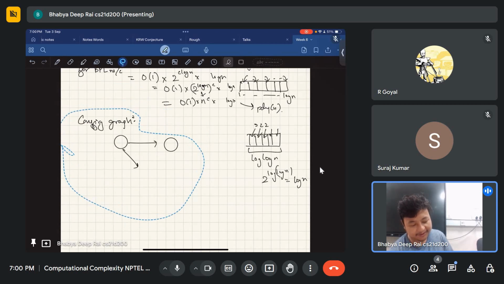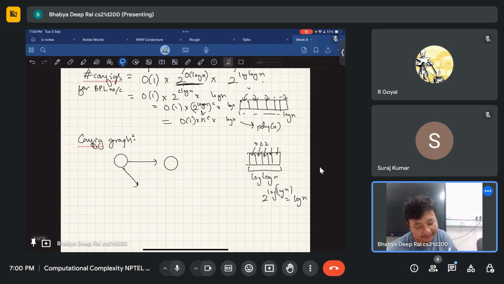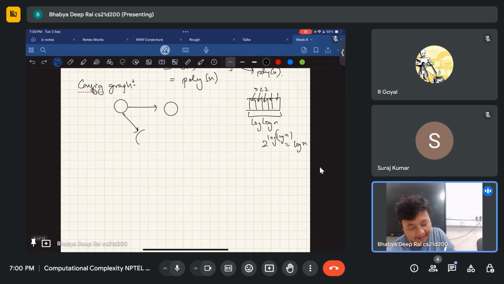Let's look at the configuration. Now think of each configuration graph. Think of each of these strings of polynomial length. Each of these strings is some possible configuration of the machine on the input x. And now they can move from one configuration to another.